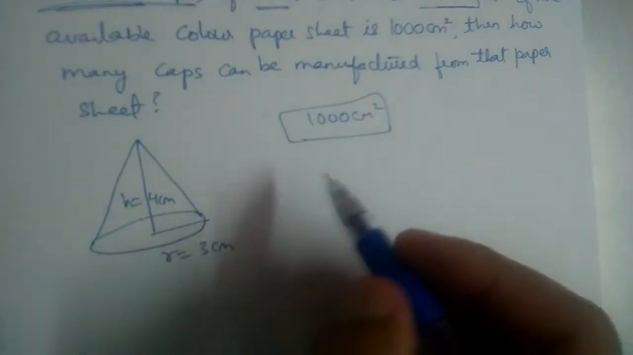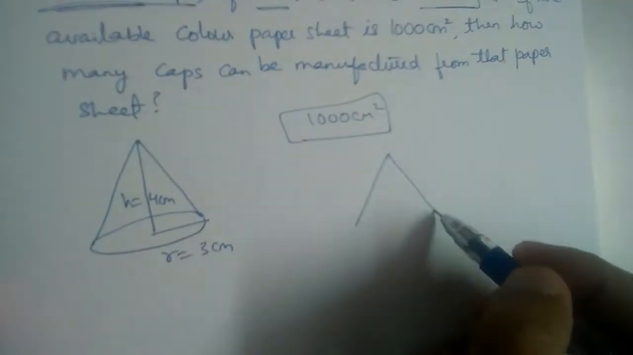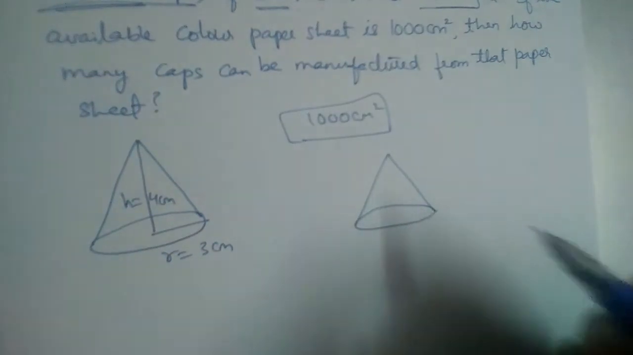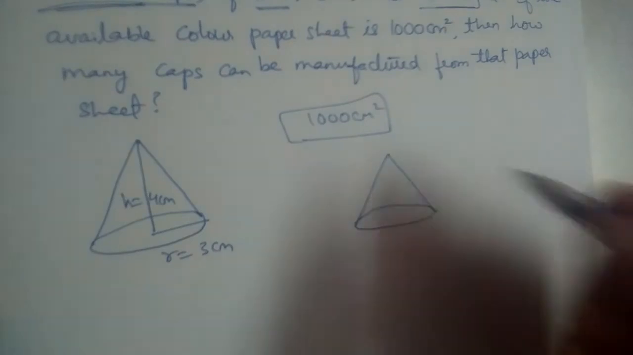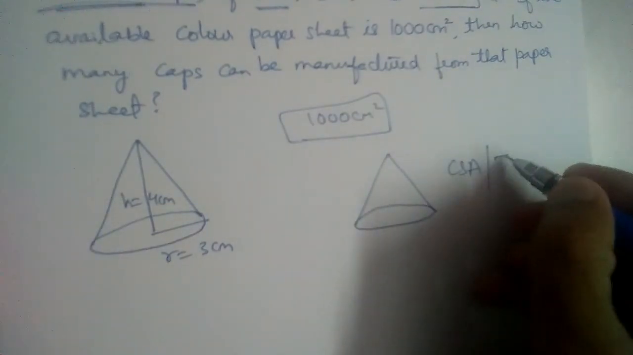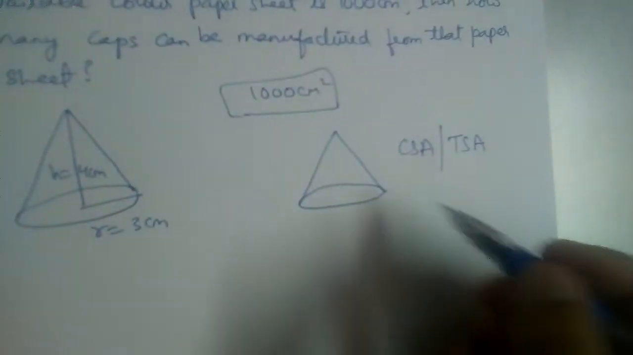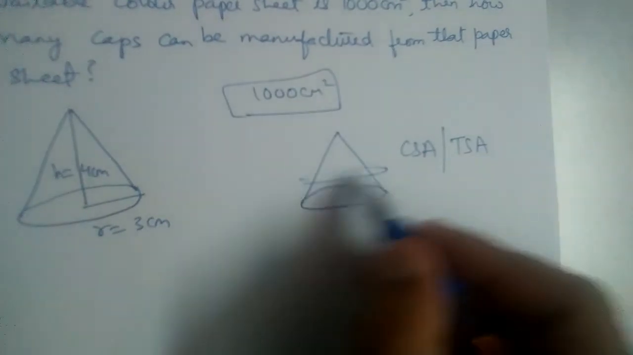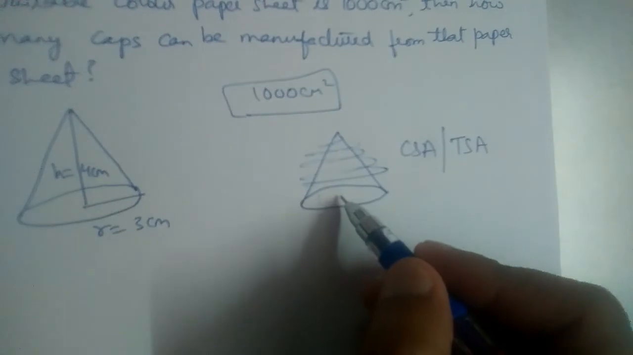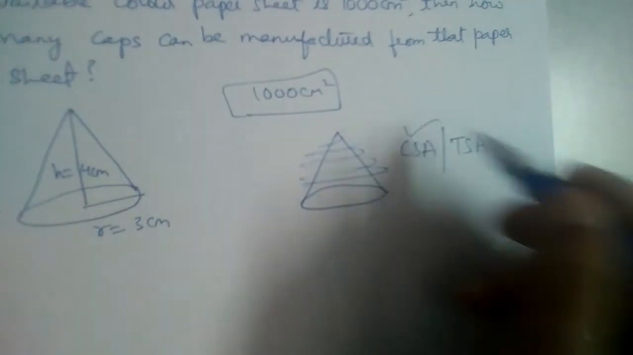Do we need to find curved surface area or total surface area of the cone now? See, caps will not have the base here, right? Only this part will be there. It will not have base. So we need to find curved surface area.